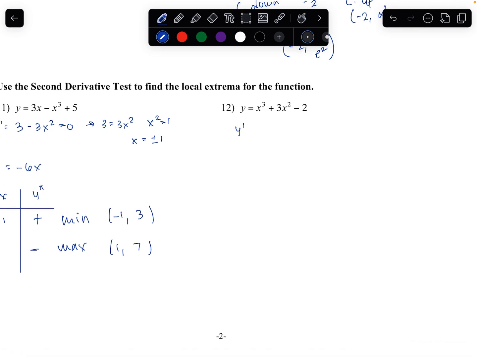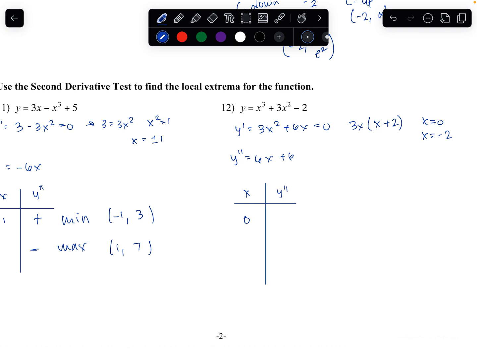Okay, so y prime is going to be equal to 3x squared plus 6x. Set that equal to 0. I can factor out a 3x, and I'm going to be left with x plus 2. So x equals 0 and x equals negative 2 are the critical points. Second derivative is going to be 6x plus 6. Right, okay. So then, let's see, I've got x, got y double prime. Say I plug in 0, and say I plug in negative 2.